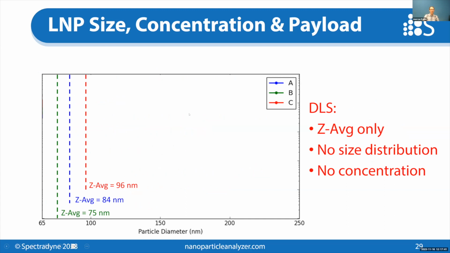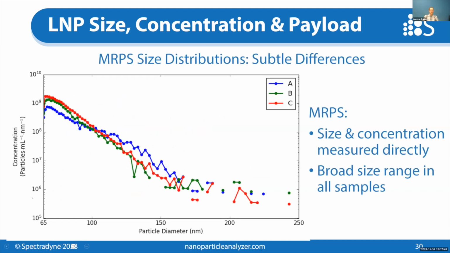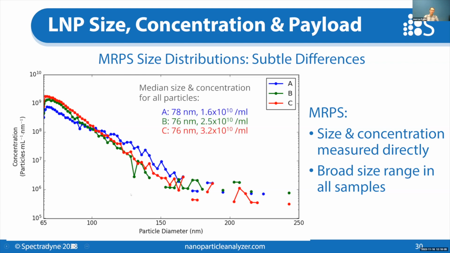When we run them on the ARC, and now we're going to look at just the electrical information here, so concentration versus size, we get very high resolution actual particle size distributions for each of the samples. And you can see subtle differences between them already. This blue curve has a shoulder in the distribution of larger particles in the sample. And there's a broad size range included in each of the samples. We can be quantitative. We can report the median size and concentration of all the particles or any sub-range here. These values are for the whole size distribution.